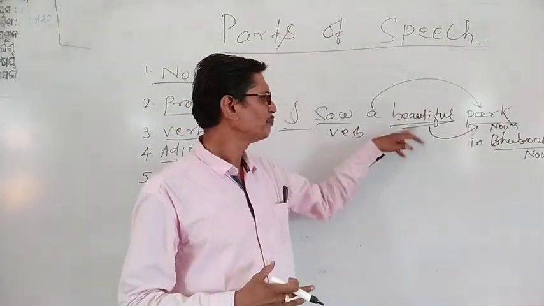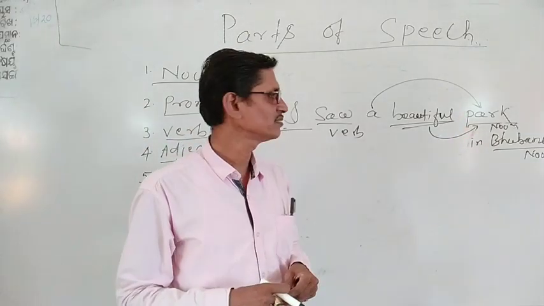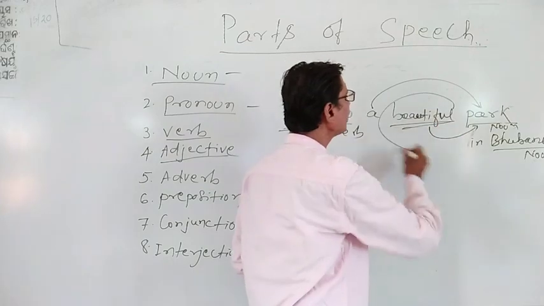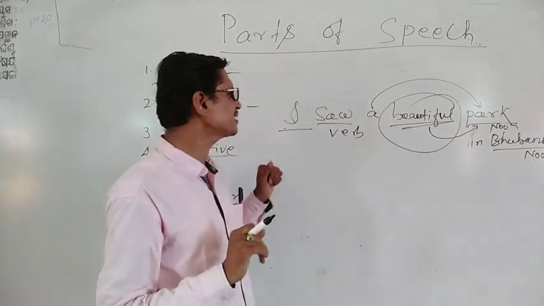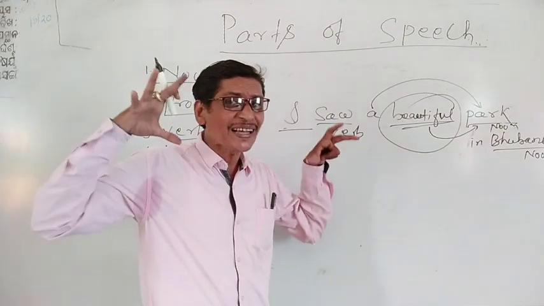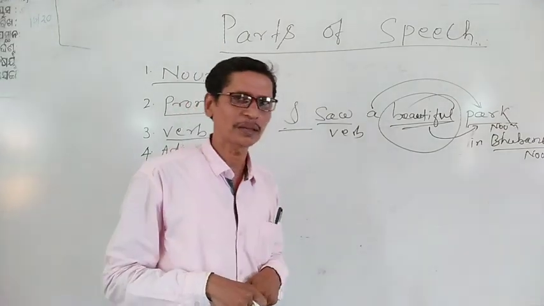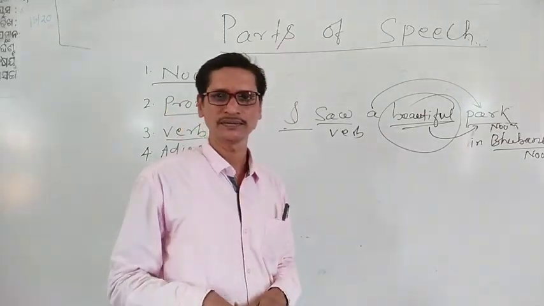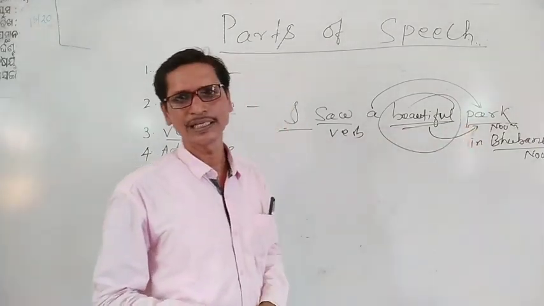You can say beautiful, the word enlarging or enhancing the meaning of the noun park. Without this word, our sentence is not incomplete. We can say I saw a park in Bhubaneswar. But here we are emphasizing to give more information about the park. What's that more information? It's beautiful. This word is enhancing the meaning of the noun park.